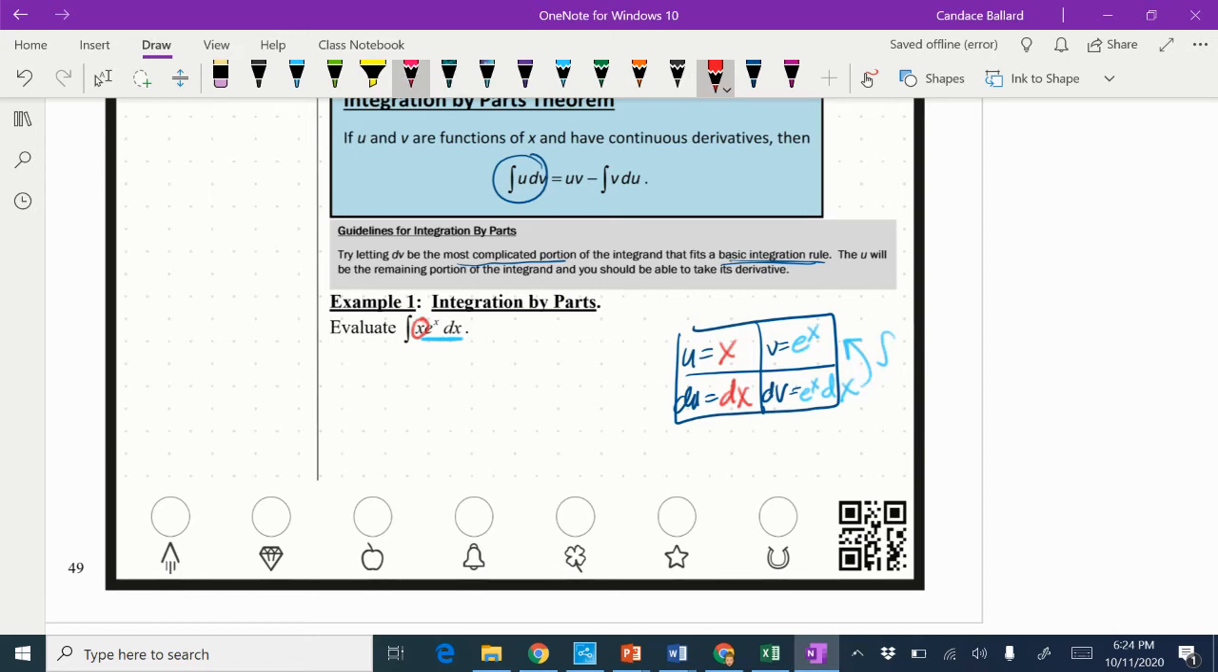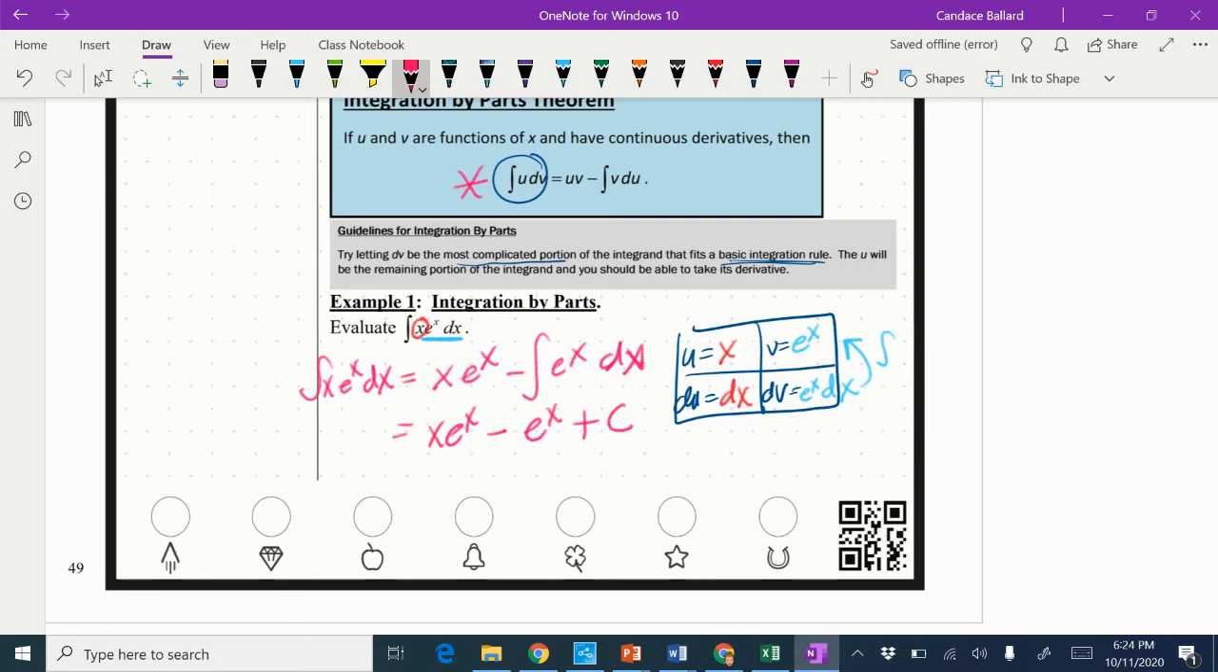Then we are going to use this formula right here. So we know that the integral of x e to the x dx equals u, which is x, times v, which is e to the x, minus the integral of v, which is e to the x, times du, which is dx. And we have a little bit extra to integrate here. So we've got x e to the x minus, when I integrate e to the x, I get e to the x. And now we finally add in the plus c.